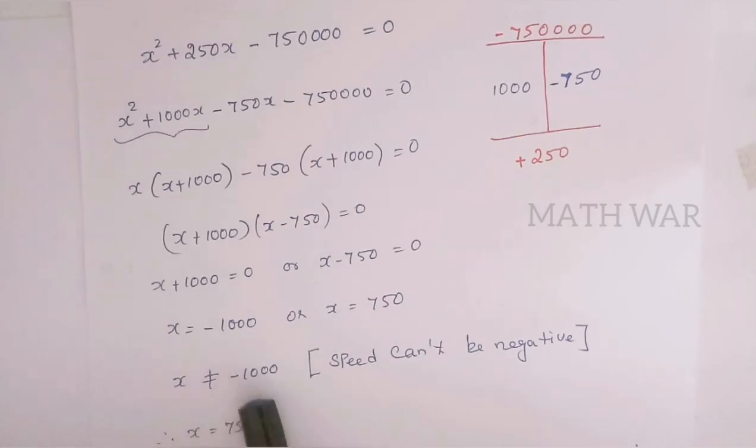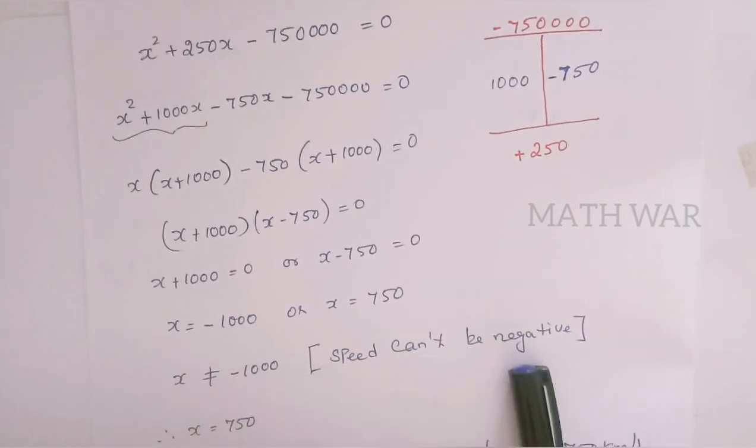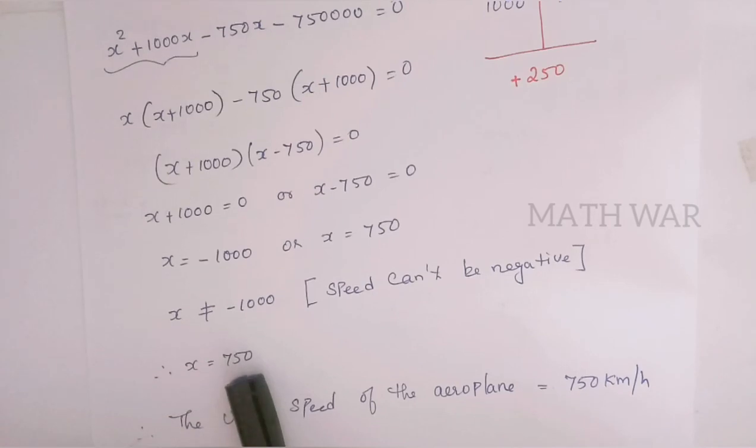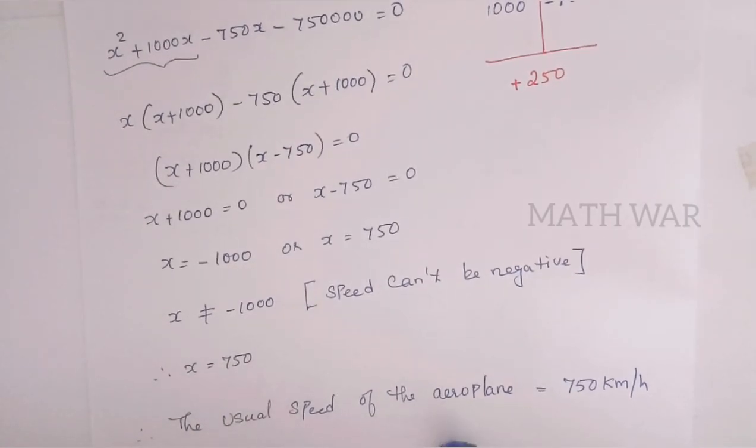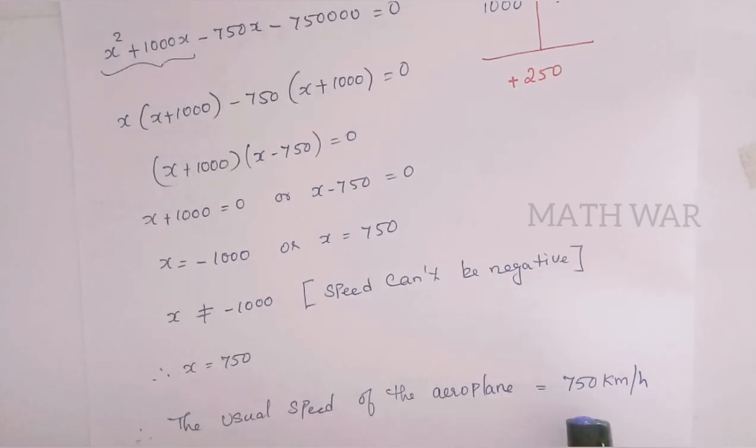X equal to minus 1000 is not possible because speed can't be negative. So x equal to 750. X is nothing but the usual speed, right? So therefore, the usual speed of the aeroplane is 750 km per hour.